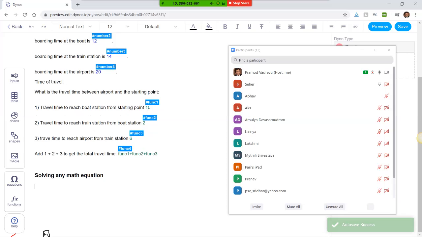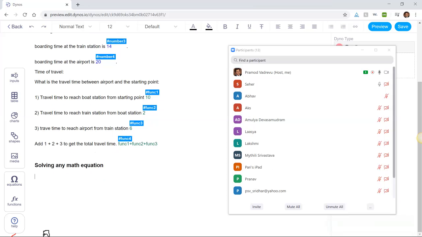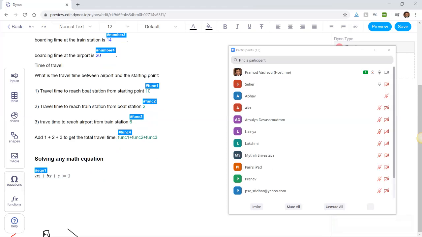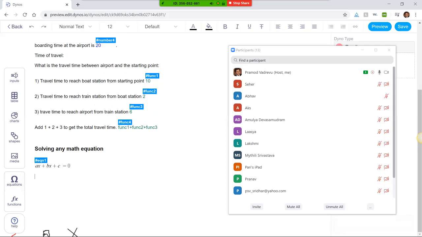So let's say you want to solve any math equation here, let's say you have another equation. Let's try ax plus bx plus c equals 0, right? So do you all know algebra? Have you seen this before, algebra? Yeah. Okay.